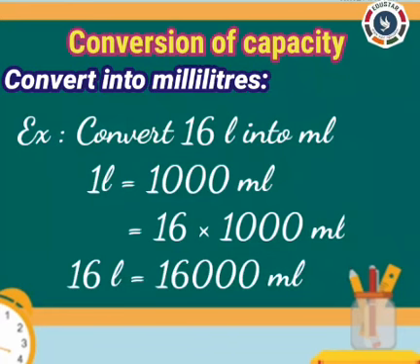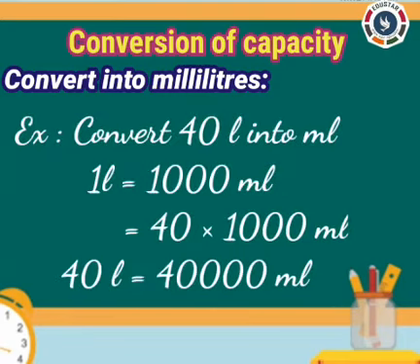Now convert 16 liter into milliliter. We know 1 liter is equal to 1000 milliliter. Then 16 liter is equal to 16 into 1000 milliliter. Therefore, 16 liter is equal to 16,000 milliliter. Next, convert 40 liter into milliliter. 1 liter is equal to 1000 milliliter. 40 liter is equal to 40 into 1000 milliliter. Therefore, 40 liter is equal to 40,000 milliliter.